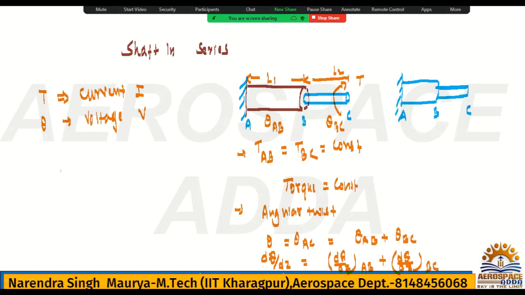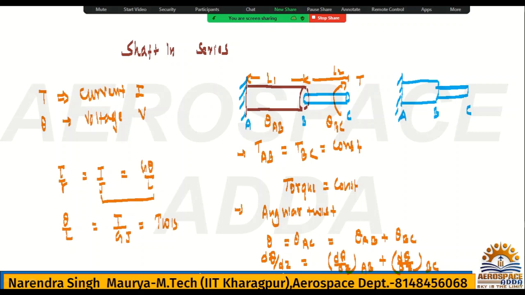Why am I saying this? Because if you remember the formula, tau by R is equal to T by J is equal to G theta by L. If you take this combination, what will be theta by L? Theta by L will be T divided by GJ. So if I say theta by L, that means T by GJ is the value of the angular twist per unit length. This is nothing but twist per unit length.